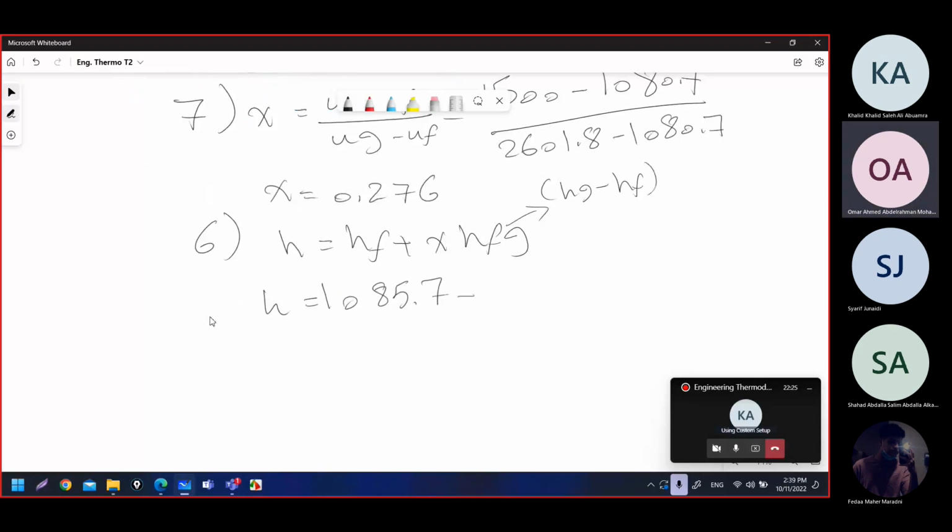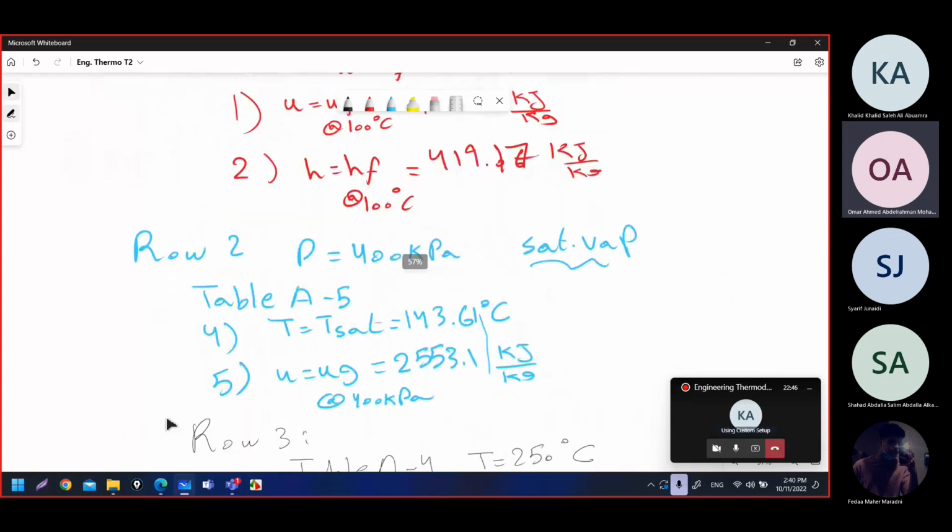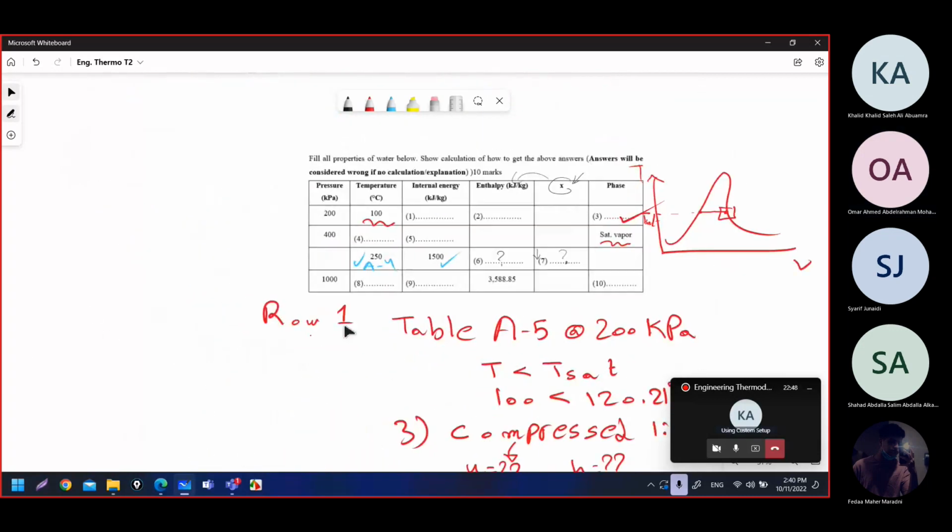So H will equal 1085.7 plus X, which we already calculated in part number 7, 0.276, times HFG, 1715.3. This will equal 1559.12 kilojoule per kilogram. So we finished row number 3. Let's go to row number 4.